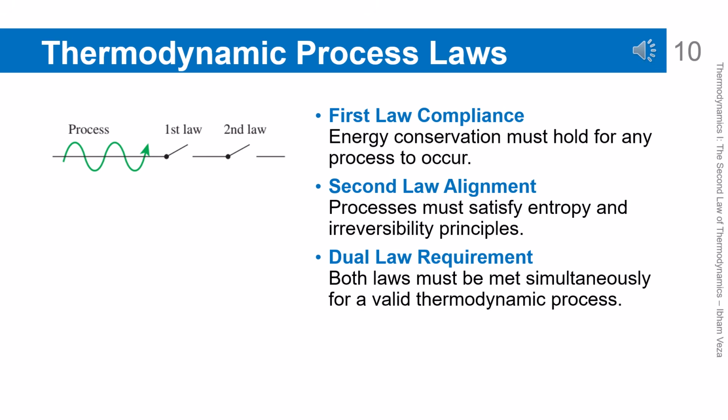Thermodynamic process laws. A process is not sufficient if it only satisfies the first law. Besides energy conservation, the process must also satisfy the second law regarding direction and physical feasibility. There are many processes that are energetically possible, but thermodynamically impossible. Therefore, both laws must always be used together. This is the main filter to judge whether a process can occur or not.